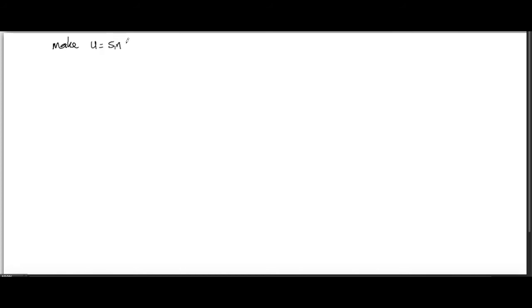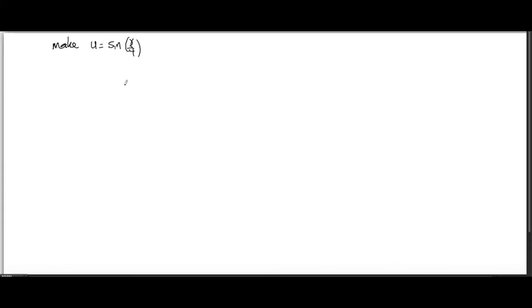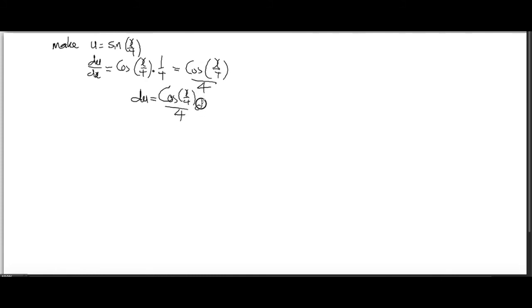So let's make u equals sine x over 4. We have seen that the first function is e to the power of 2x, and the second function is sine x over 4. I'm going to take sine x over 4 as my u, following the LATE acronym. From there we differentiate: du over dx equals cos x over 4, multiplied by 1 over 4, which gives us cos x over 4 over 4. So du equals cos x over 4 over 4 dx.